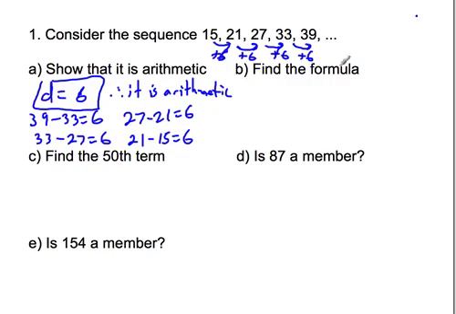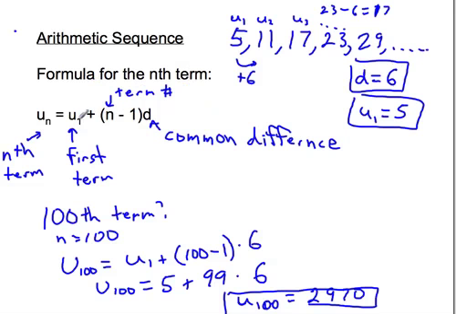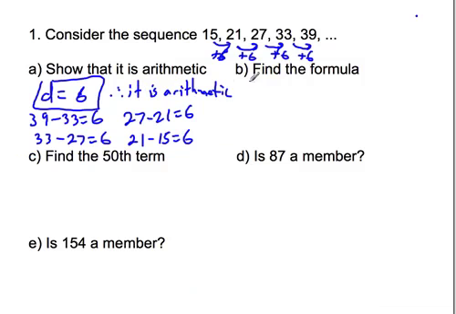Now find the formula. Recall that the formula is, and this is in your formula booklet if you're taking math studies, u sub n equals u sub 1 plus n minus 1 times d. No need to memorize that. So it's u sub n equals u sub 1 plus n minus 1 times the common difference. So you get u sub n.